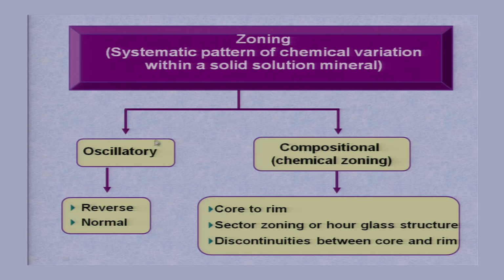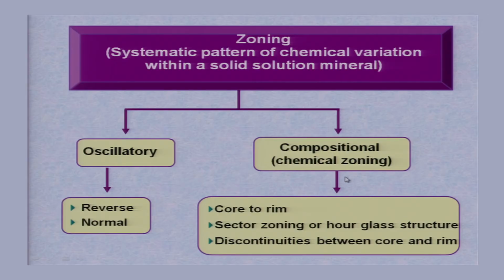Zoning is basically of two types: oscillatory zoning and compositional zoning. Oscillatory zoning is again categorized into two major types, reverse and normal zoning. Reverse zoning is also seen in some rocks, where the cooling process is reversed by incorporation of another batch of melt. As a result, reverse oscillatory zoning is also formed. Compositional zoning goes from core to rim, with sectorial zoning or hourglass structure, and discontinuities between core and rim are also seen here.